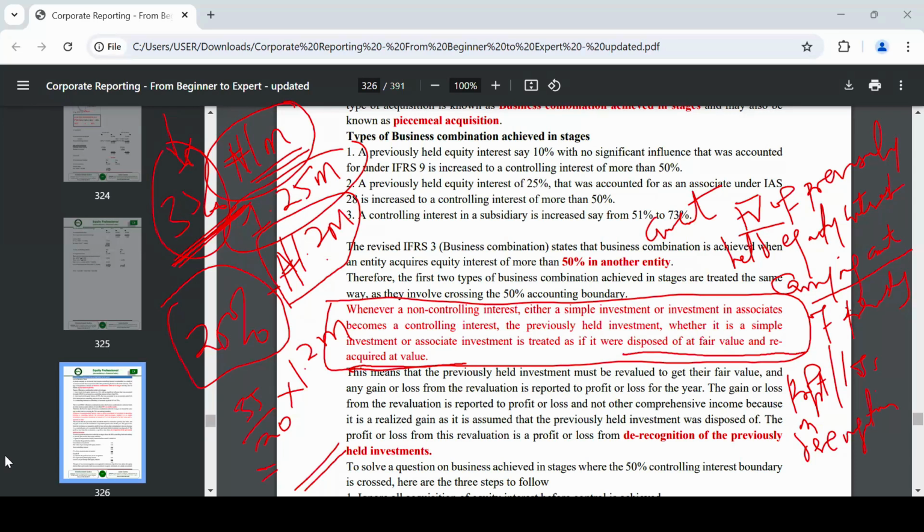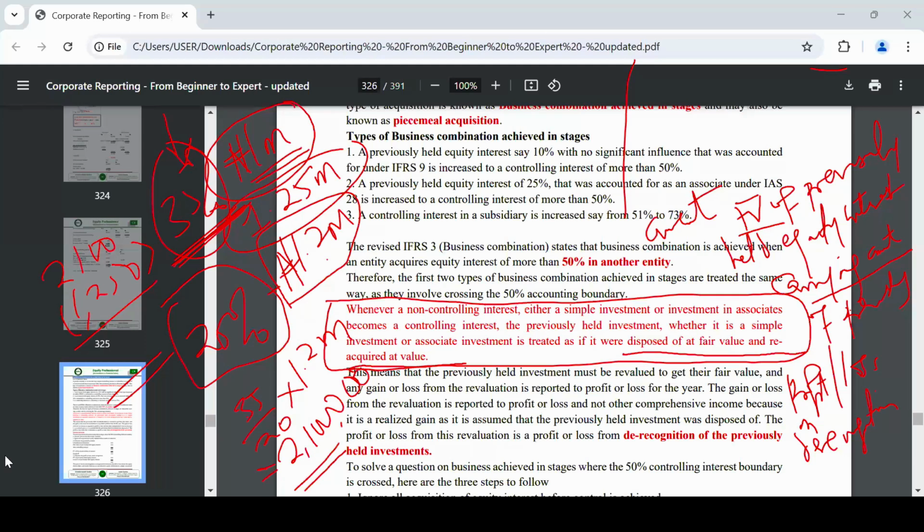Let's do that math. You have 35 over 20 multiplied by 1.2 million. That will give you 2.1 million. Now, my profit or loss on derecognition will be this 2.1 million minus 1,250,000. Whatever I get is going to be the profit on derecognition of this earlier 1.25 million.